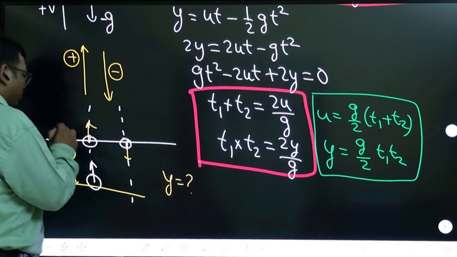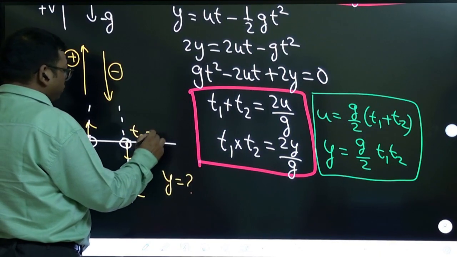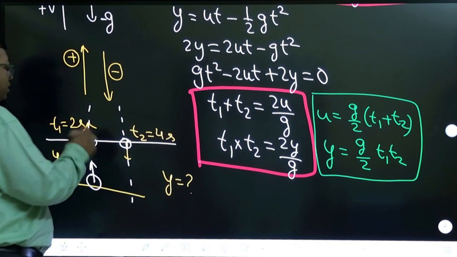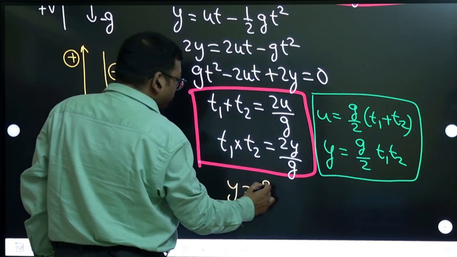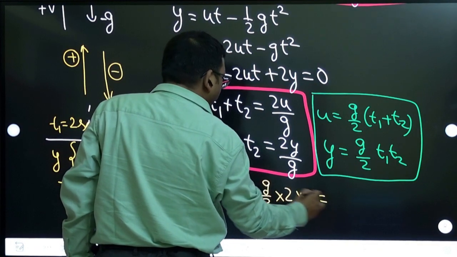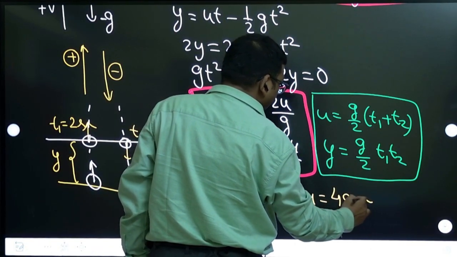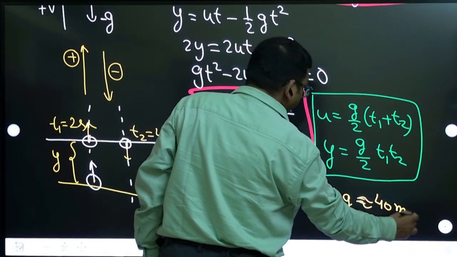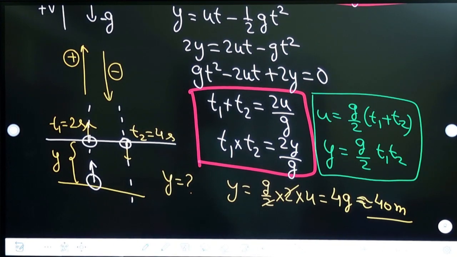They will give that it is crossing at time t1 equal to 2 second and t2 equal to 4 second. Find out the height. Directly you will use this formula. y will be g by 2 into t1 into t2, so 2 into 4. This gets cancelled, 4g. If you take g as 10, it will become 40 meter. So it is crossing 40 meter. Maximum height may be larger, that we don't bother, but this height they will ask. Clear?